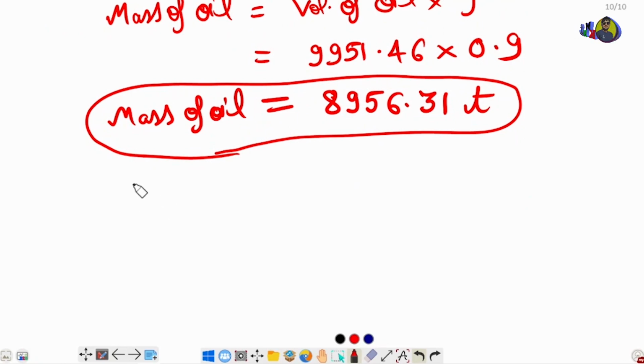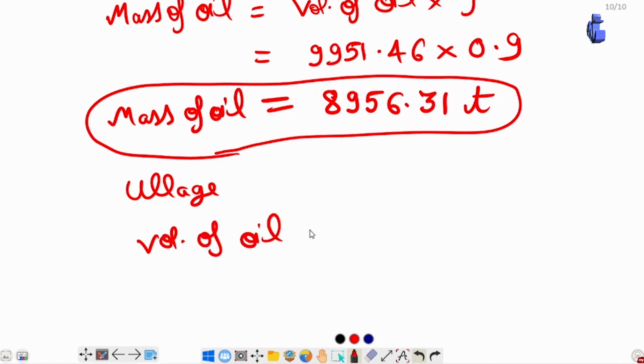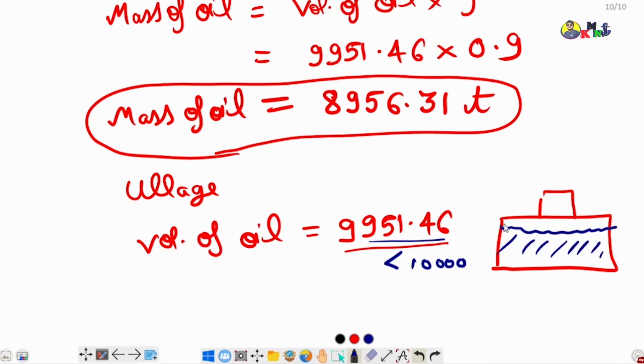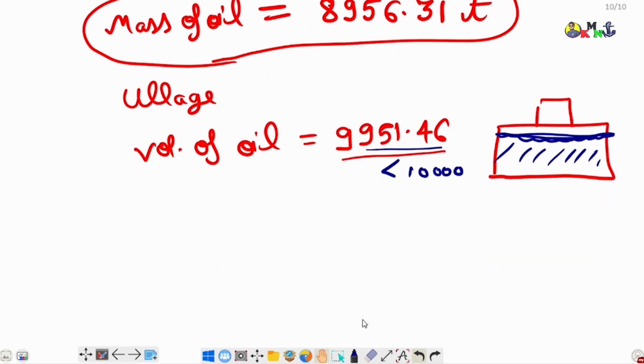Next, we have to identify the ullage. So how are we going to find out the ullage? We know the volume of oil is 9951.46. We have this rectangular tank and we have this trunk. As we know, 9951.46 is less than 10,000, the volume of the tank, so it will be somewhere here. So this will be the level till which the oil will be filled. How much it is, we will calculate.